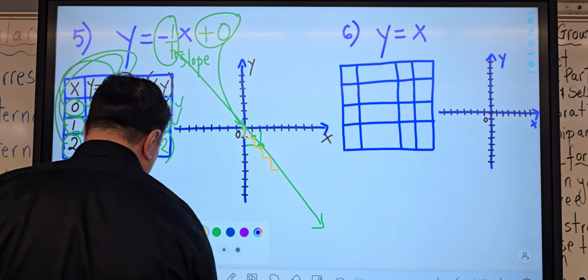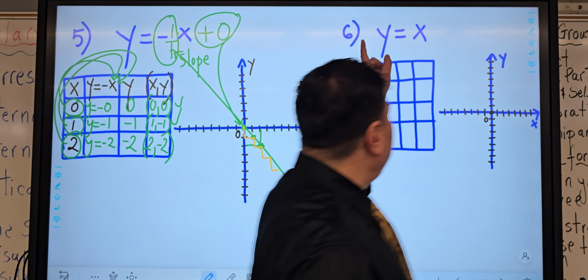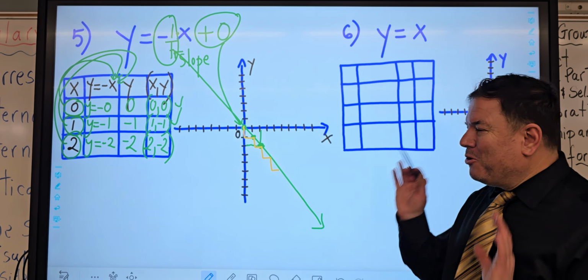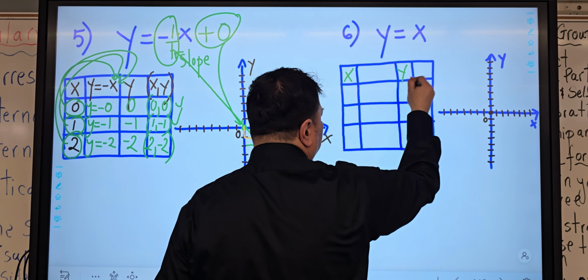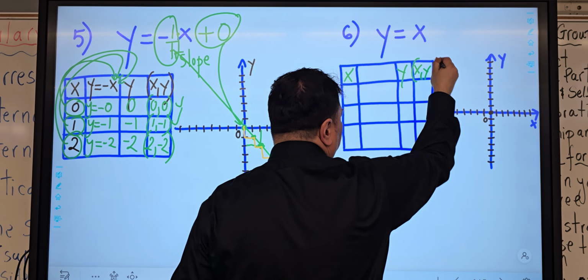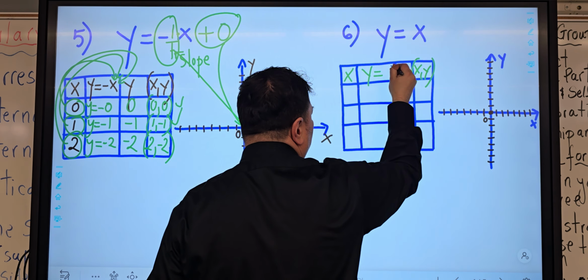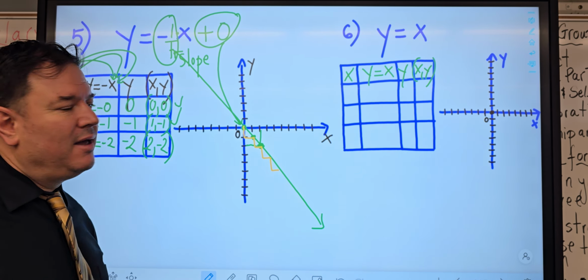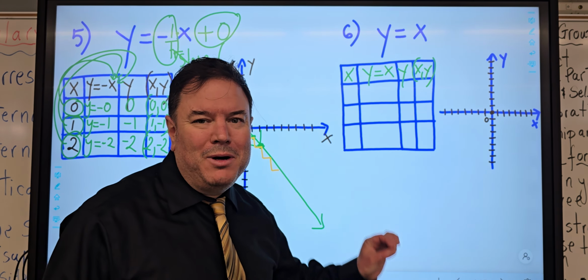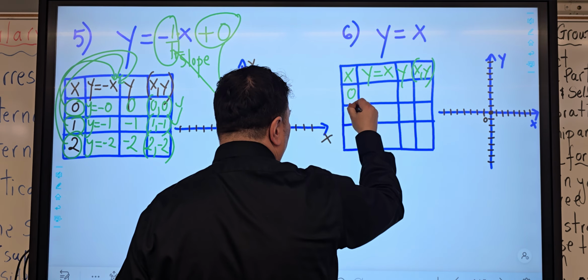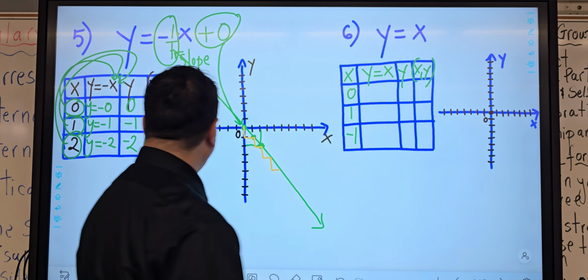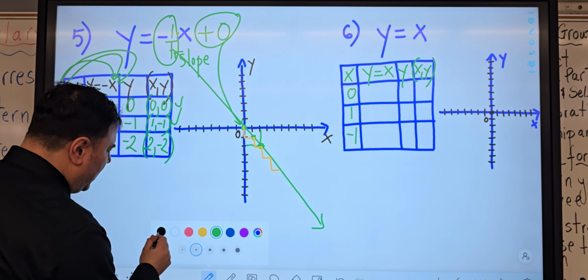Example 6 here, we have y equals x. And remember, always start with the table of values. It's going to help you tremendously. If we create a little table of values, you can draw it on your own, right? We have the x values, the y values, the x and y coordinates, and then the equation, y equals x. And of course, we are going to give, again, some small numbers. In this case, let me give some negatives also. So 0, 1, and negative 1. Let's choose some negative numbers here. And let's see what we get.